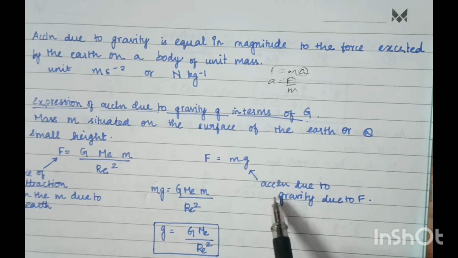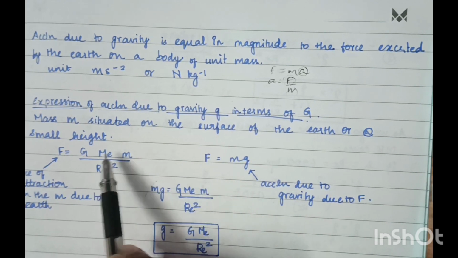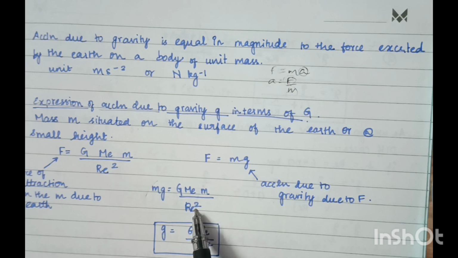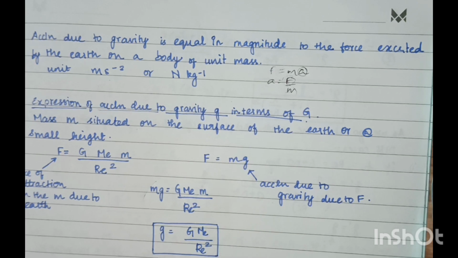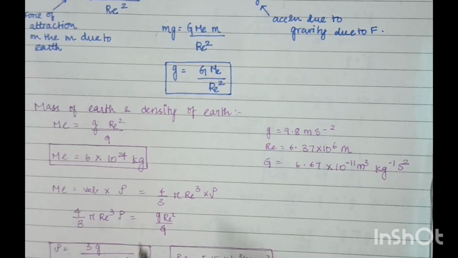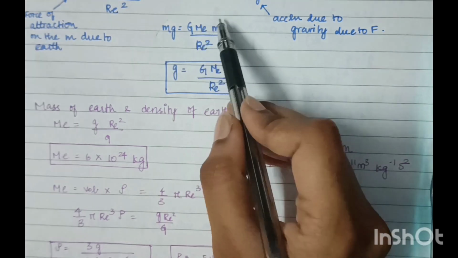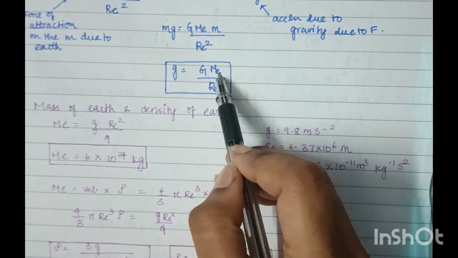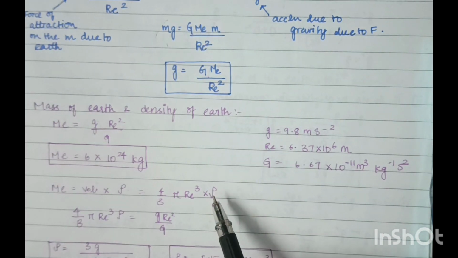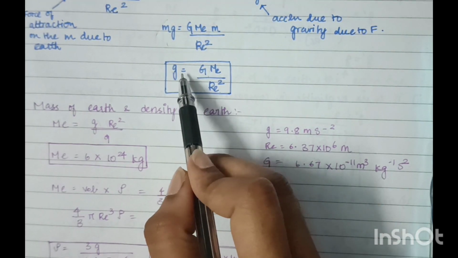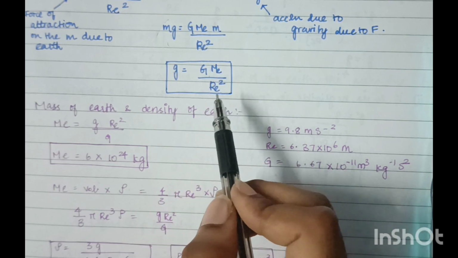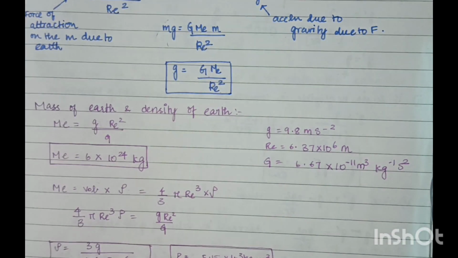This we know. Now we are going to equate these two equations. So mg equals G Me m by Re square, where R is the radius of earth. From this m cancels, so g equals G Me by R square, capital G times mass of the earth by R square. This is the relation, and this is also the expression of acceleration due to gravity in terms of capital G.